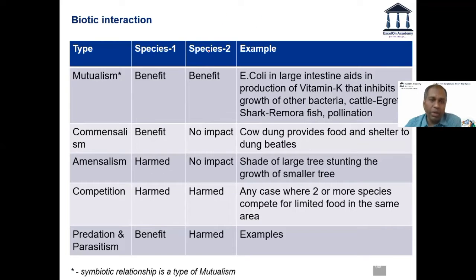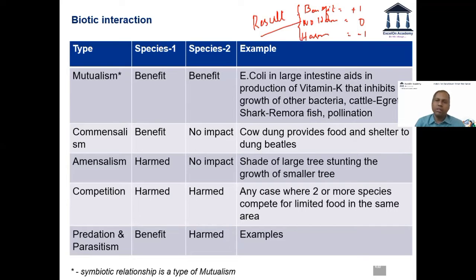Now what I'm going to do is assign weights. We will call benefit +1, no harm 0, and harm -1. Why we are saying this is that the result of any biotic interaction is only these three states. So this is the result of biotic interaction.